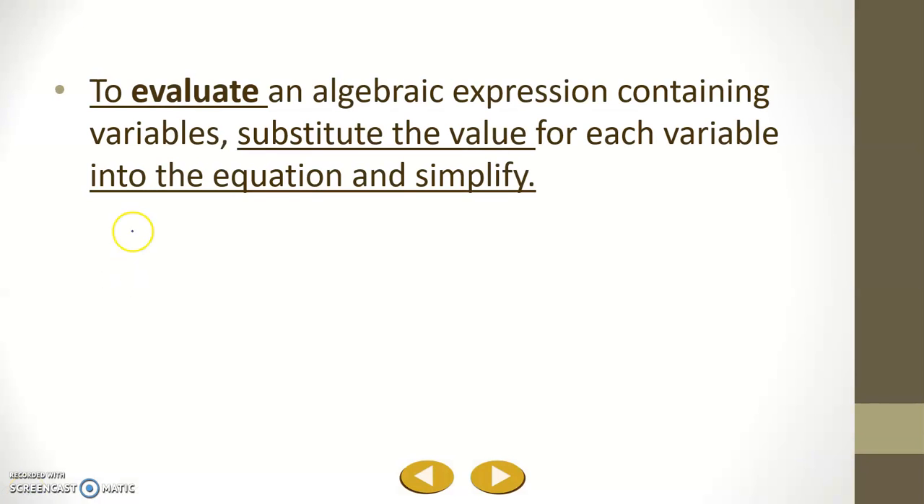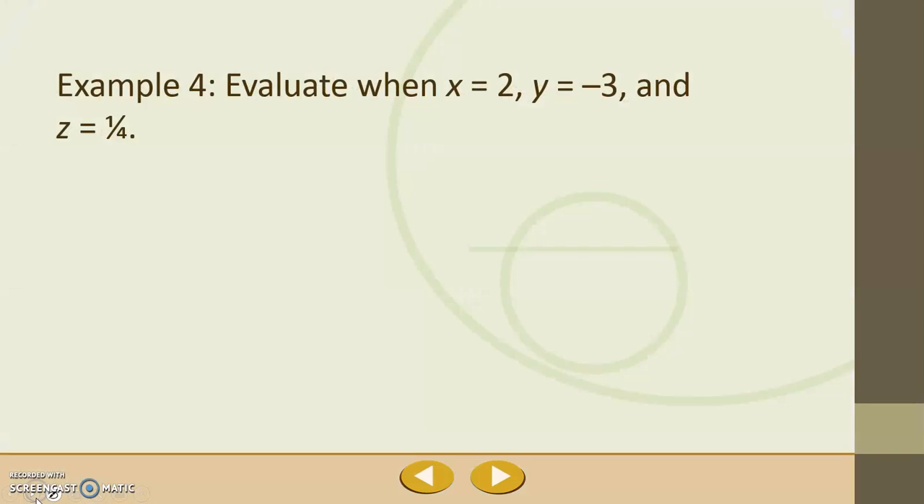To evaluate an algebraic expression containing variables, remember those are the letters like x or y, substitute the value for each variable into the equation and simplify. Or, as Mr. Rocky, my math teacher, always said, plug in those numbers and chug out the math. Plug and chug. So we're going to evaluate. Or, again, plug and chug. Evaluate when x equals 2, y equals negative 3, and z equals 1/4.